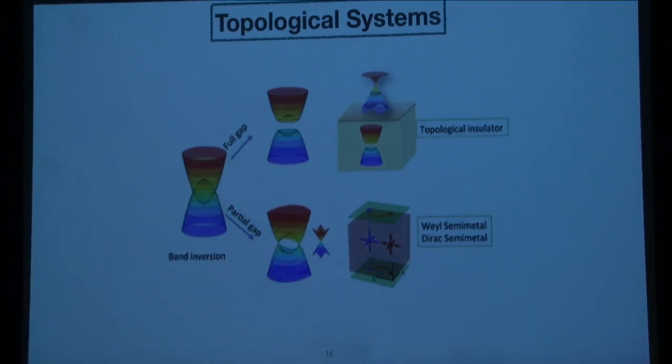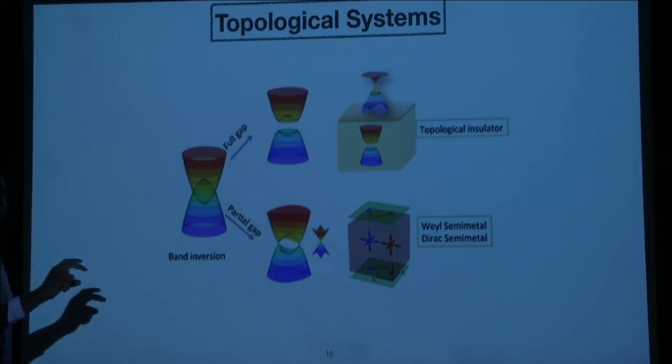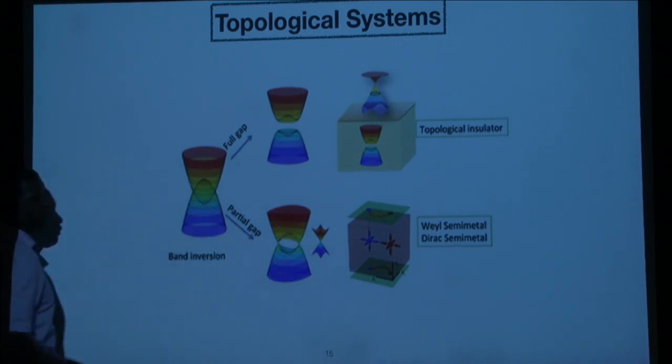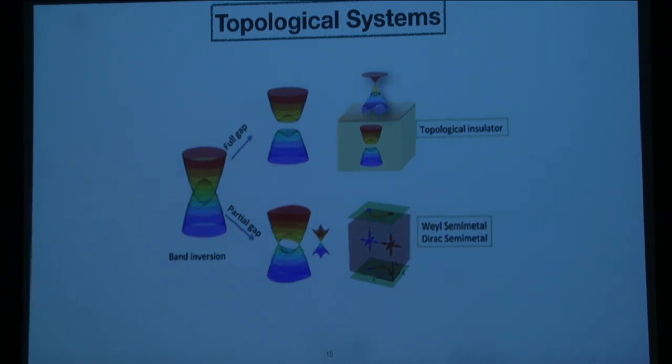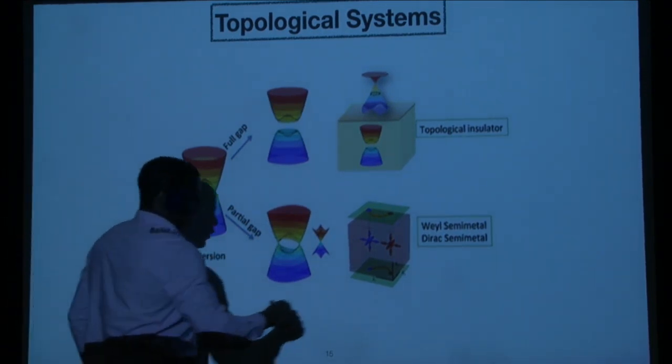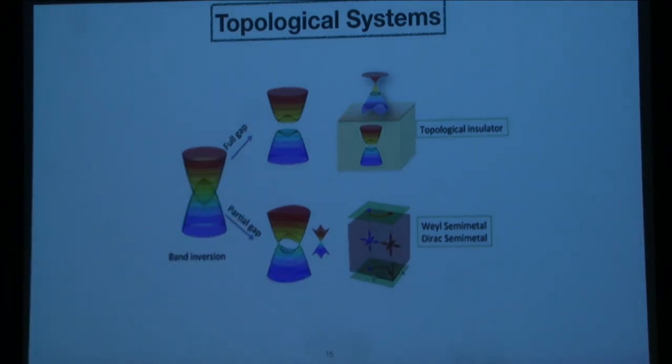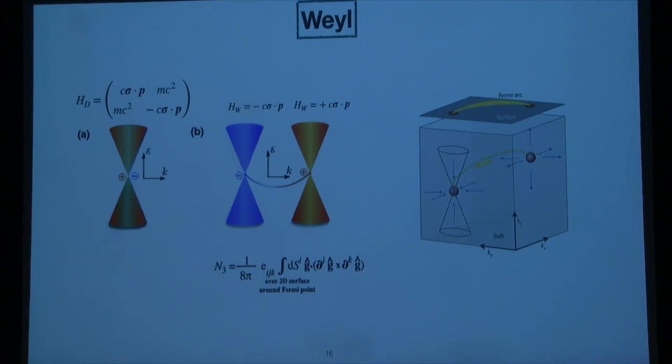Now you can go the other way, where you only open up a partial gap. This is where you don't add too much spin-orbit coupling, but just enough. And so what happens is you get crossing points, and you get two types of crossing points. One is the Dirac point that I showed you earlier, and another is this Weyl point. This picture's not so clear, but the next one will be. Sorry about that. So let's talk about the Weyl point.